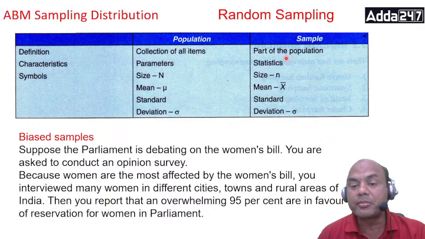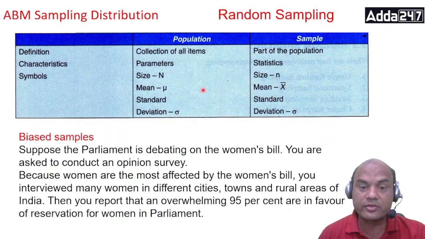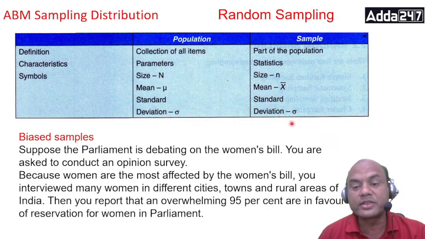And mean of sample is always shown as x bar. This you will see when I take the problems. It's very important. Standard deviation is given as psi. This is called psi. And here standard deviation is called psi.